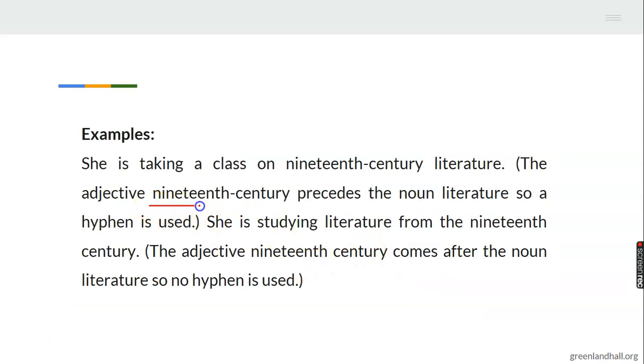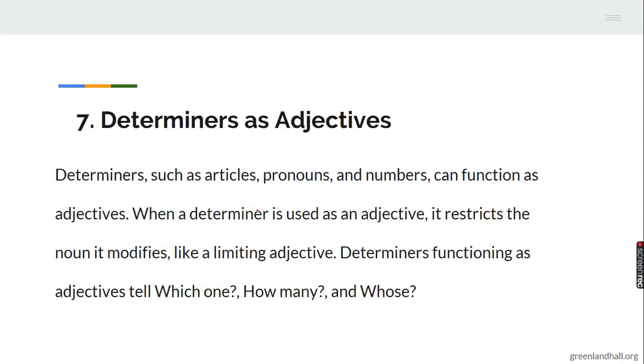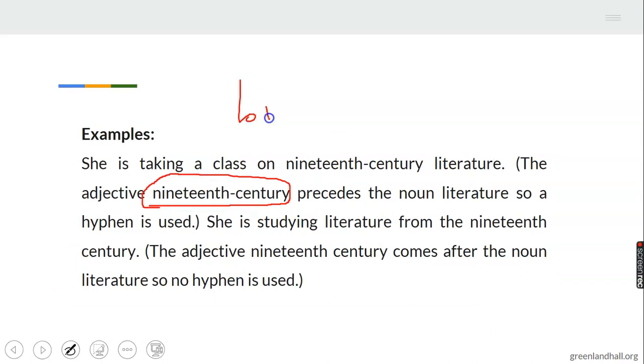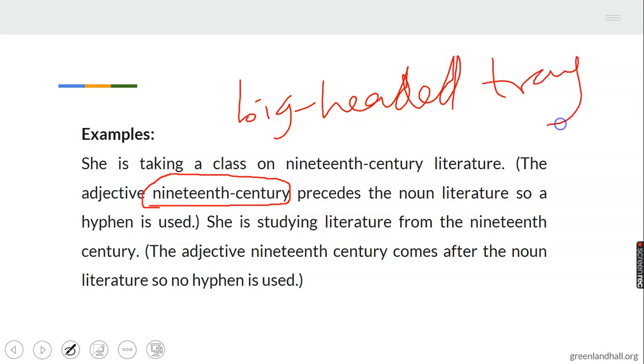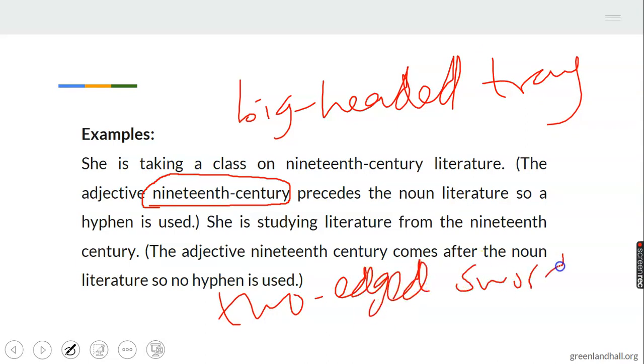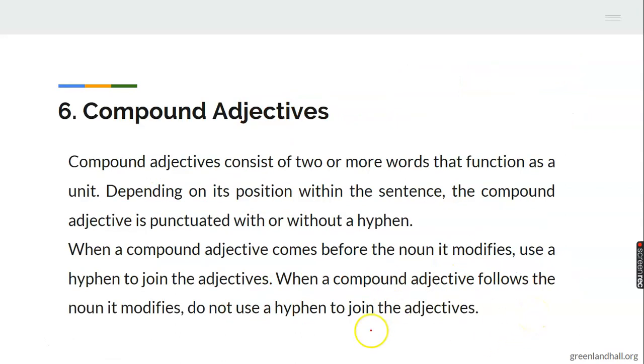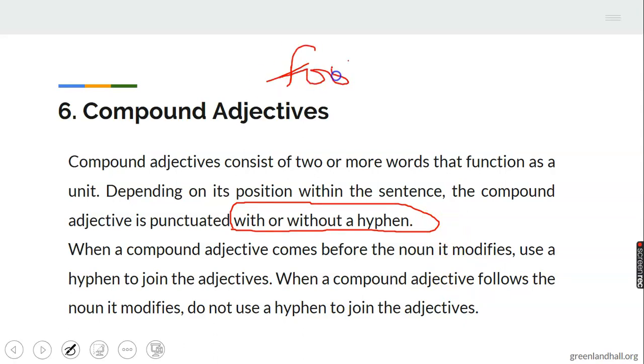E.g. 19th century is a compound adjective. That's one. Then you can have big-headed tree or two-edged sword. They are majorly formed that way. And mind you, there's something you must note. They at times use a hyphen. It's punctuated with or without a hyphen. A word like "full" does not need a hyphen.